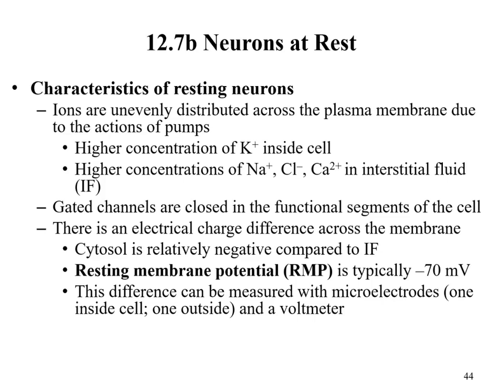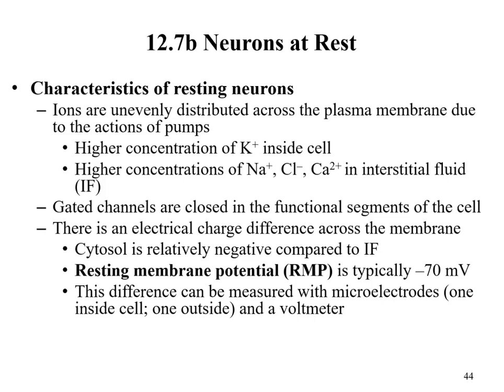Because of the characteristics of neurons at rest, the ions are going to be unevenly distributed across the plasma membrane, like we said. And remember, this is due to the actions of those pumps that establish and maintain the resting membrane potential. I need you to know that there's a higher concentration of potassium inside the cell, and there are higher concentrations of sodium, chloride, and calcium outside of the cell in the interstitial fluid. Gated channels are closed in the functional segments of the cell. That makes sense, right? Because you only want the gated channels to open when there's an impulse coming. So at rest, they're going to be closed.